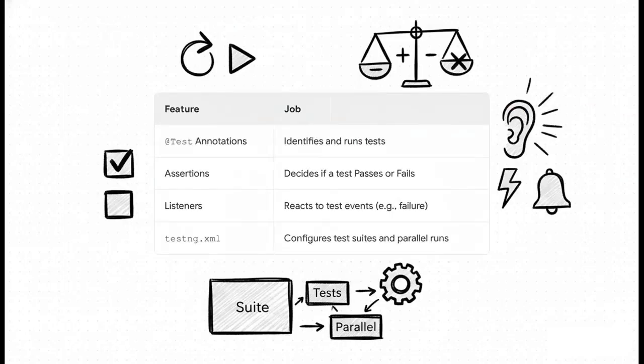And TestNG is a whole lot more than just a run button. It's a powerhouse. It uses these things called annotations, which are like little sticky notes you put on your code to say, hey, TestNG, this is a test. It has assertions, which are what actually decide if a test passes or fails. It has listeners that can react to things happening. And it's all managed by a file called testng.xml, which lets you organize really complex test runs. It's the real brain of the whole operation.